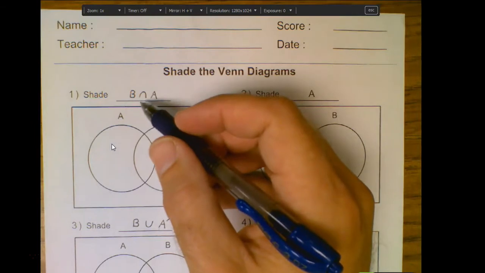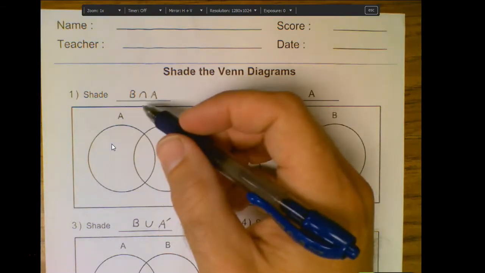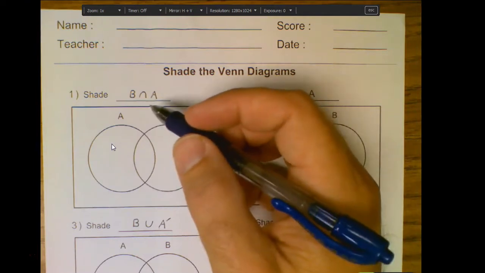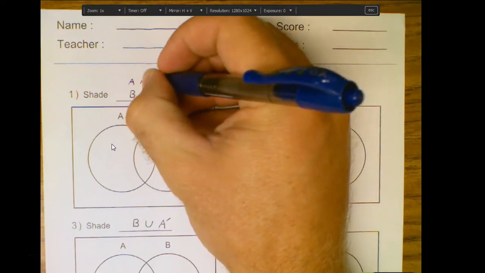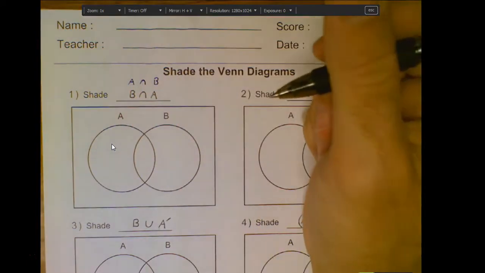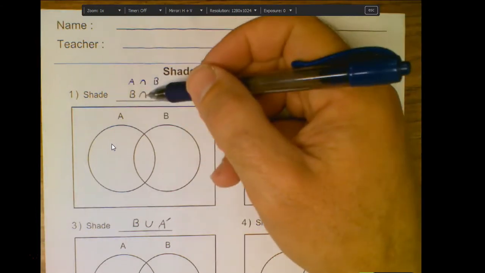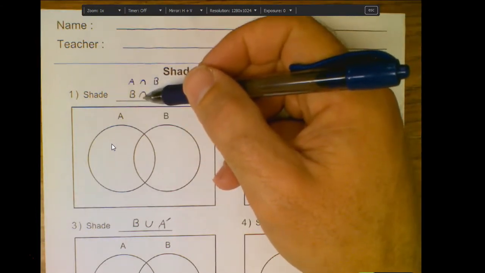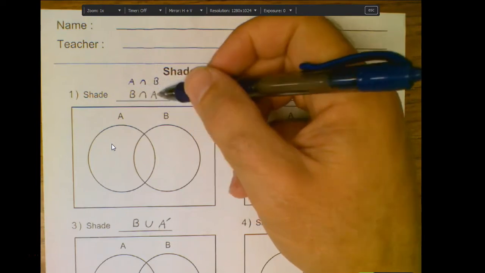So the intersection of B and A would be the same thing if I switched the order and did A and B. That would mean the same thing. I'll just write that here, but in either case I would get the same solution. Key on intersections: when it comes to an intersection, or the AND scenario, it's best understood that I can only shade the area that belongs to both sets.